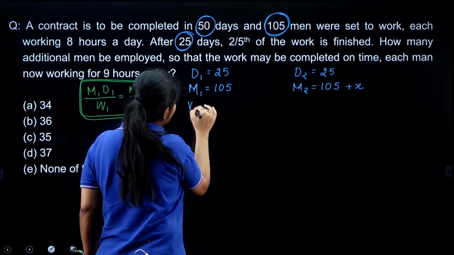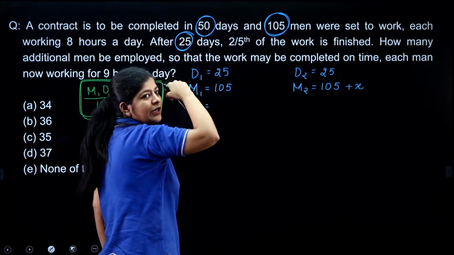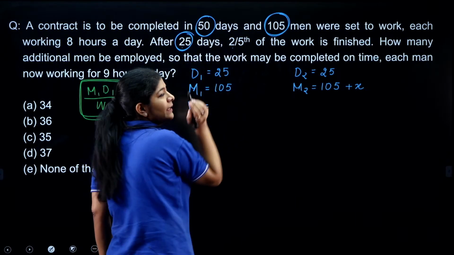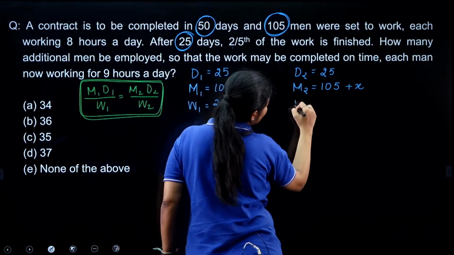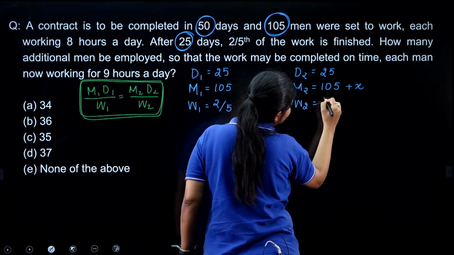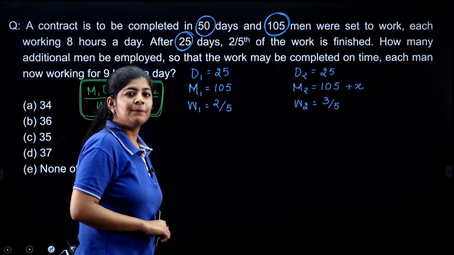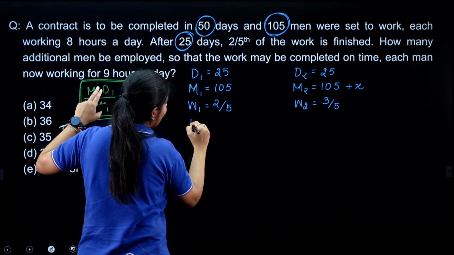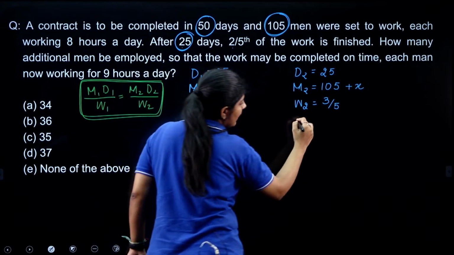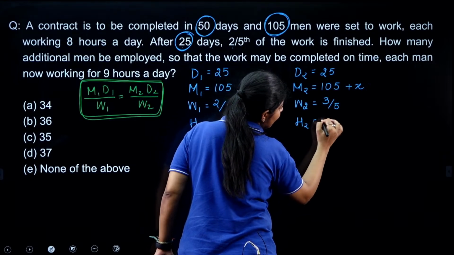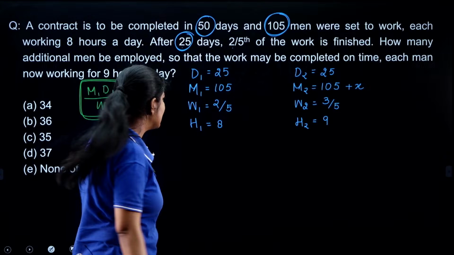The value of W1: at the end of this 25th day, they only completed 2/5 of the work. That means the remaining work that we need to complete is 3/5, right? Now, the number of hours they were working initially is 8, and now they are working for 9 hours. Now we just need to put the values and we will get our answer.